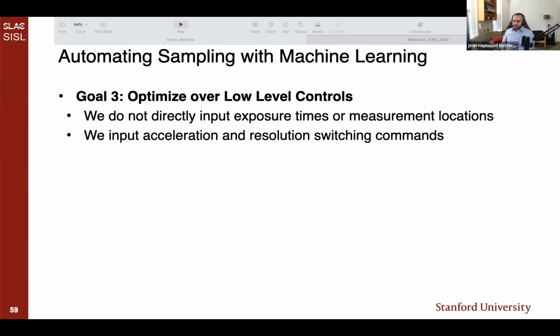Oh, one other detail here too is that we input resolution switching commands as well. So we have the option to switch between apertures at will, and there is a time cost to that, and that's something that we also have to factor in.